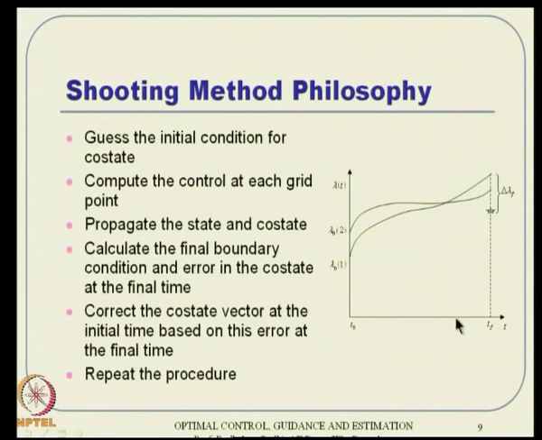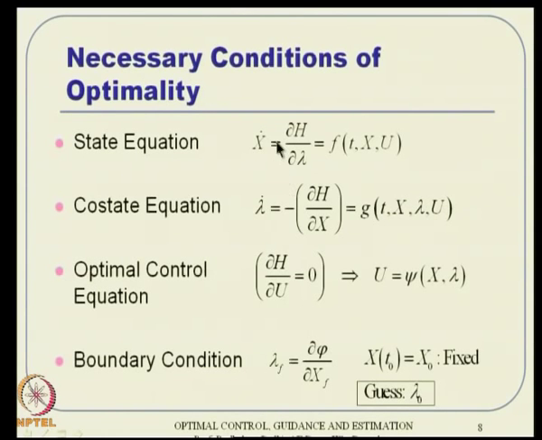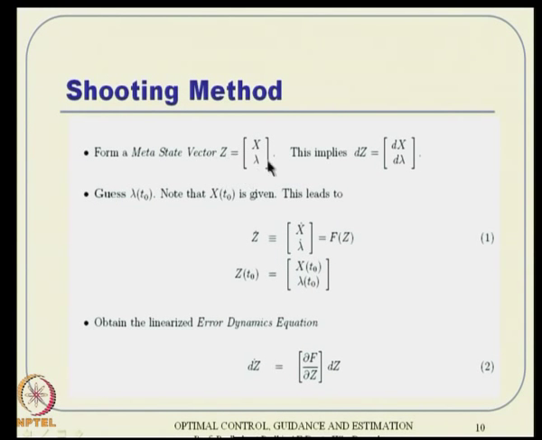So, a little bit of math now. How do you do that? This is what I recommend: form a metastate vector of x and lambda. That means instead of treating these as two separate equations, we can write them as a function of x and lambda in a bigger state that we call the metastate vector, because u is already eliminated from here. Then the error in dz is nothing but dx and d lambda. This information is used in the linear equation setting basically. We will see that in a while.